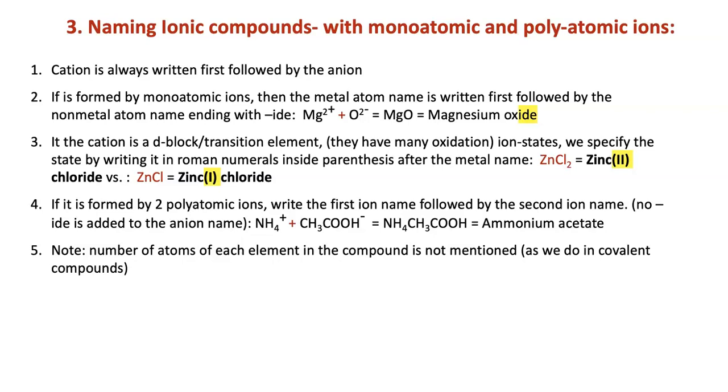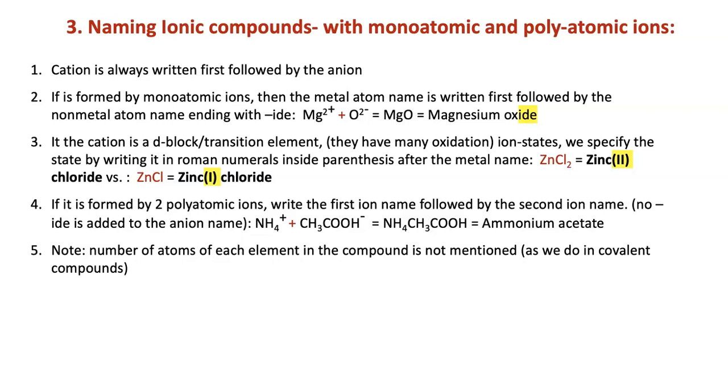So part 3, let's look at naming ionic compounds with monoatomic and polyatomic ions. These are the rules for naming both kinds. Cations are always written first, followed by the anion. If it's formed by monoatomic ions, then the metal atom name is written first, followed by the non-metal atom name, ending with "ide." For example, Mg2+ and O2-, magnesium and oxygen: you write MgO and the name would be magnesium oxide. It ends with "ide."